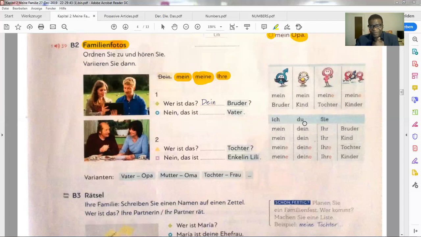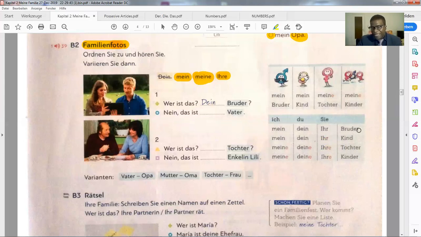Du, okay? If I'm now talking to you, in informal, I'm going to say, du means informal. Dein, dein, deine, deine. Sie, formal. I'm going to ask you, ihr Bruder, ihr Kind. Sorry, here you go. Ihr Kind, ihre Tochter, ihre Kinder.